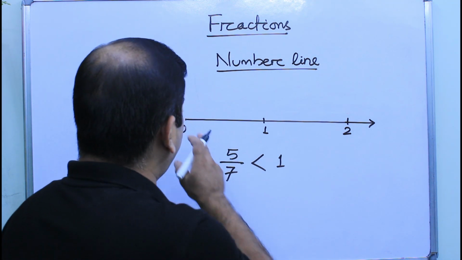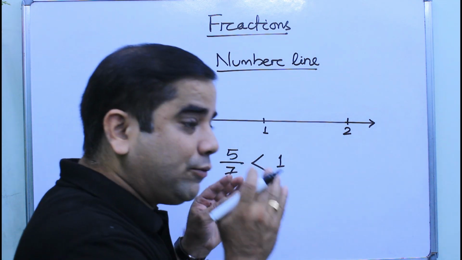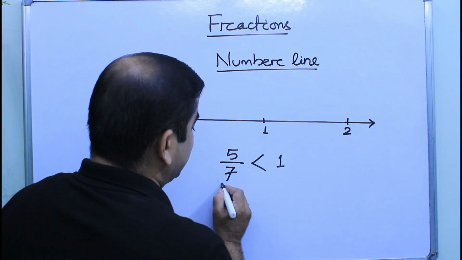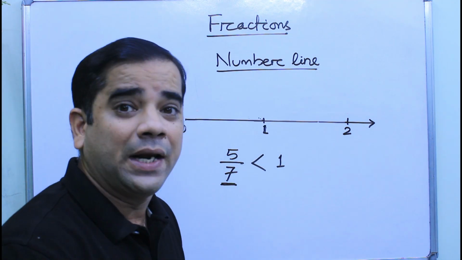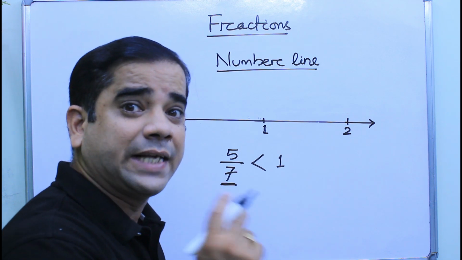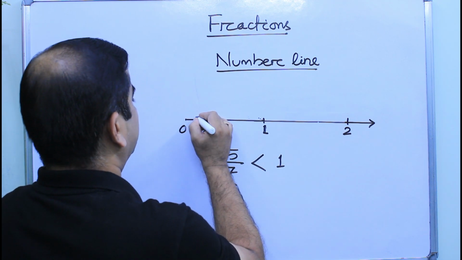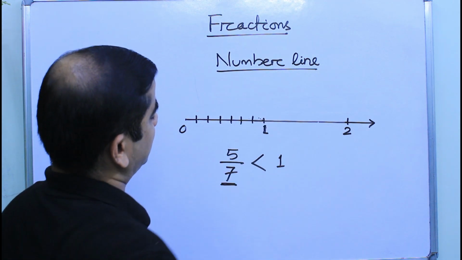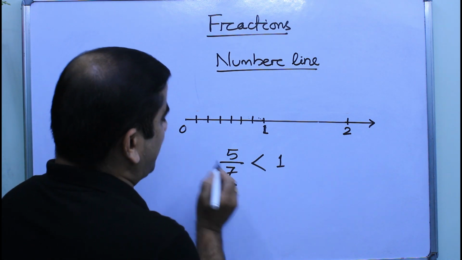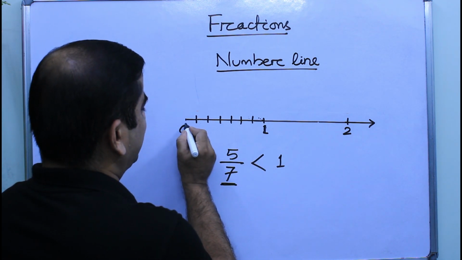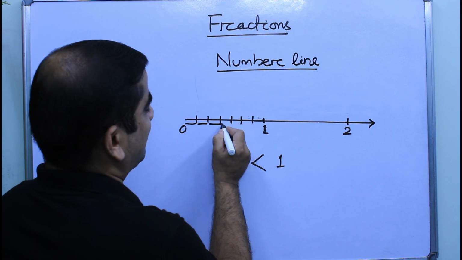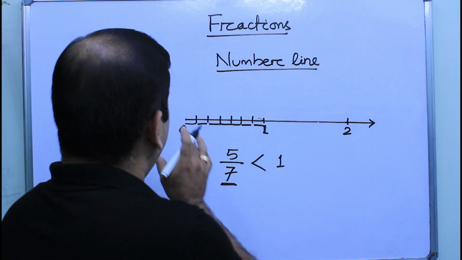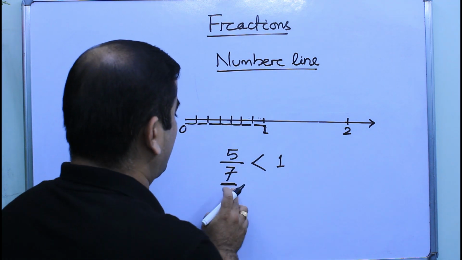Students, always remember the number of lines you are going to draw between the whole number section is always 1 less than the denominator. So how many lines do we need to draw here? We need to draw 6 lines, and they should be equidistant. So 1, 2, 3, 4, 5, 6. Now you can see there are 7 parts between 0 and 1. First part, second part, third part, 4, 5, 6 and 7. So in this way we have divided the whole number 1 into 7 equal parts.